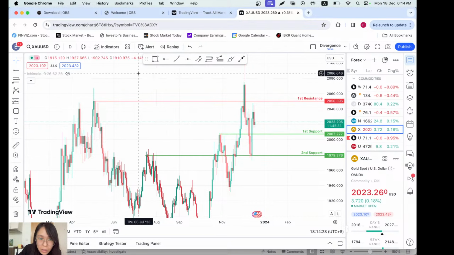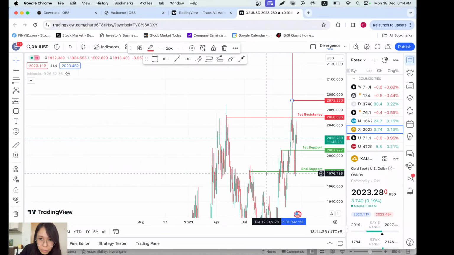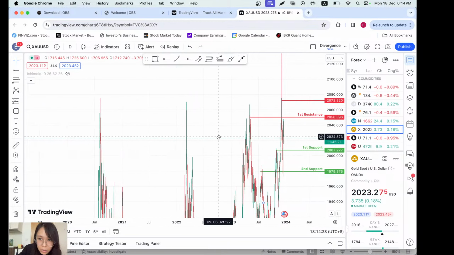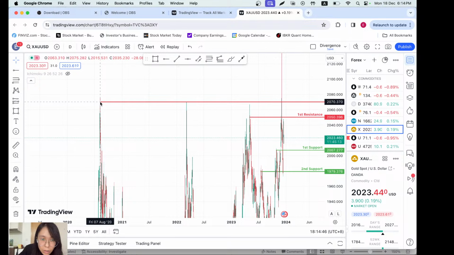Okay, my resistance. For my second resistance, I'll be using this swing high. I'm going to make it smaller, see if I can connect more level. Okay, connected to this.